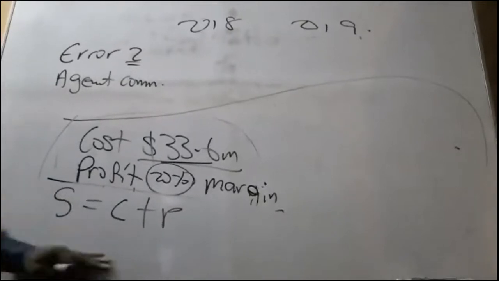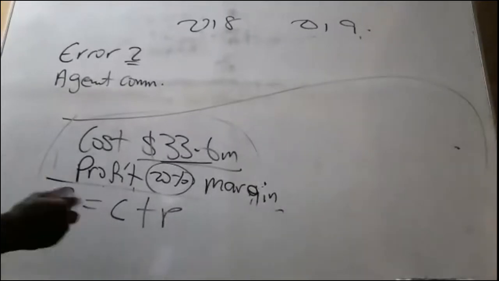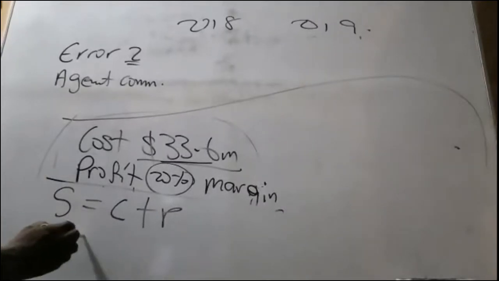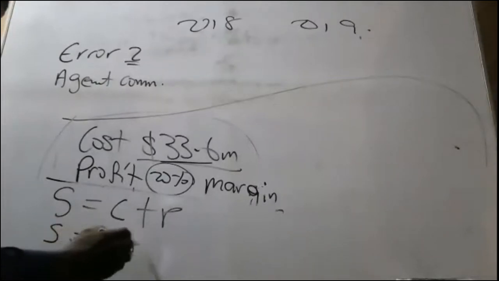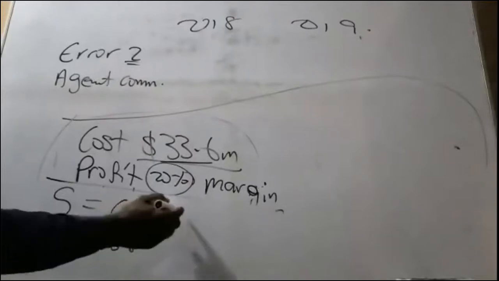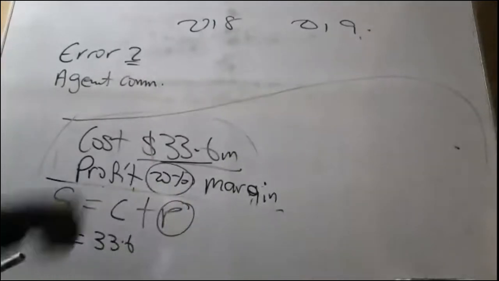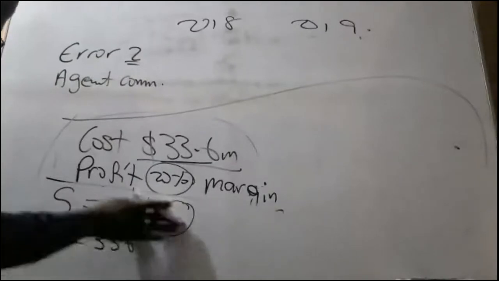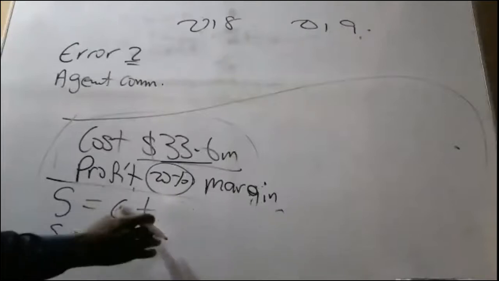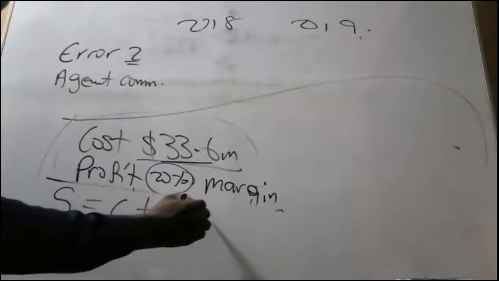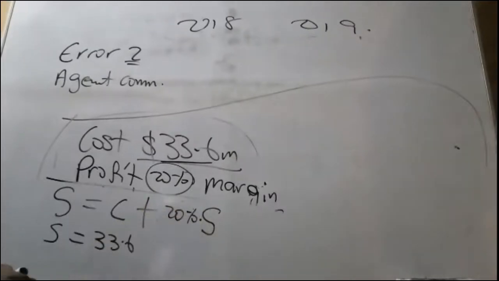If you're able to get this formula correct. Now, what is the selling price? That is what I'm looking for. It's equal to what's the cost? I know the cost. 33.6. What's the profit? I don't know. Now, this profit, if you are using margin, so here we are using margin, so it will be percentage of what? Sales. So it will be 20% of what? Of S. So 20% times S.